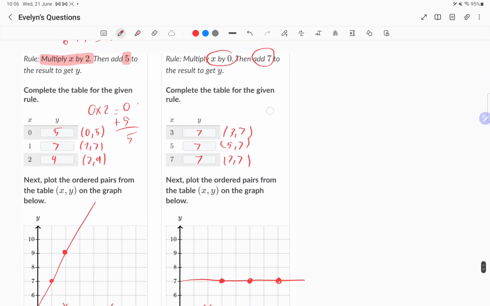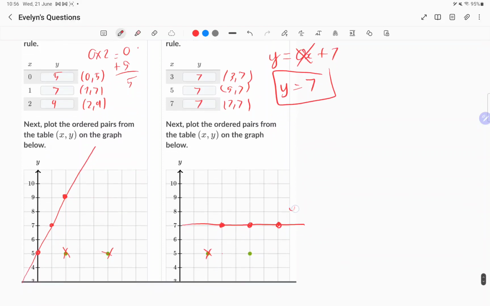Okay, so in terms of the linear relationship, what they're saying is y is equal to 0 times x plus 7. So 0 times x is just 0, so y equals 7. This is the equation of a horizontal straight line.